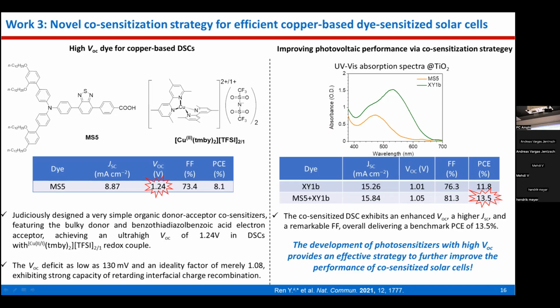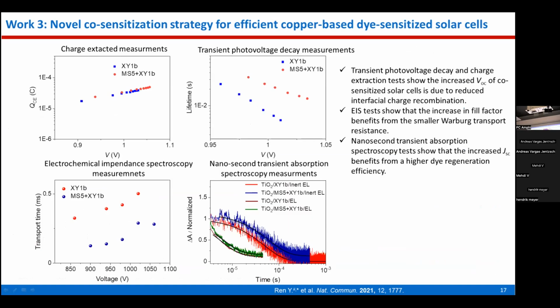Thus, we use this dye as a co-sensitizer with a wide response dye, Y123. You can see that the co-sensitization system achieves enhanced VOC, also high JSC, and also excellent fill factor. We achieve 13.5% PCE for conversion efficiency. At that time, it was a record PCE. We also did different electronic and spectroscopy calculations to see what's the mechanism of our strategy.